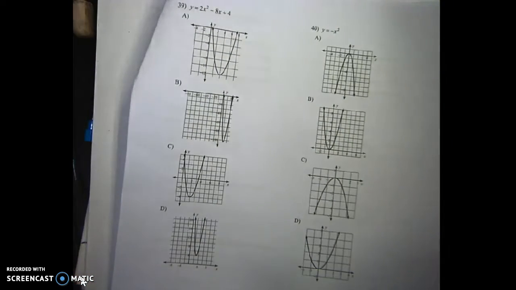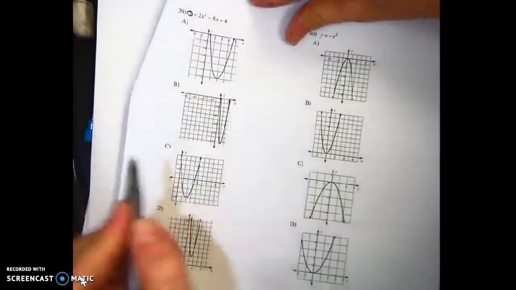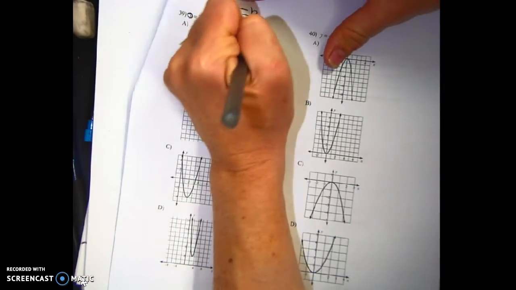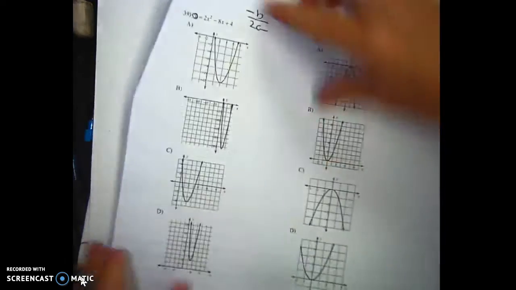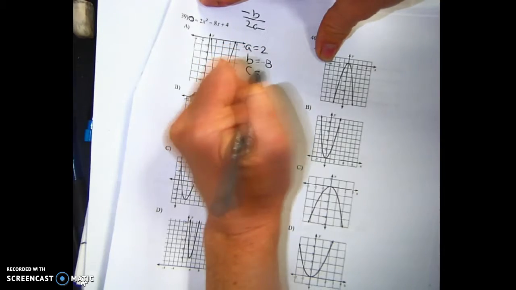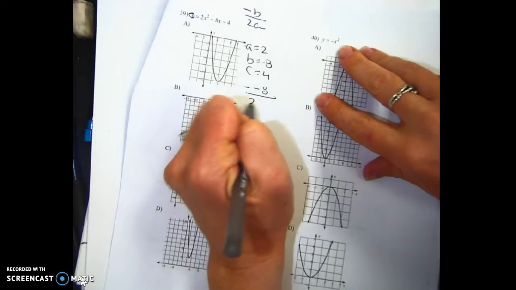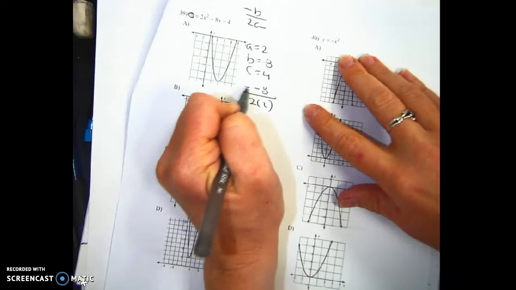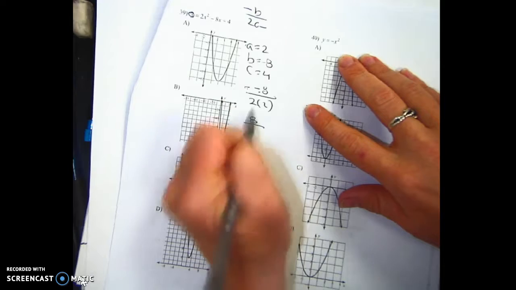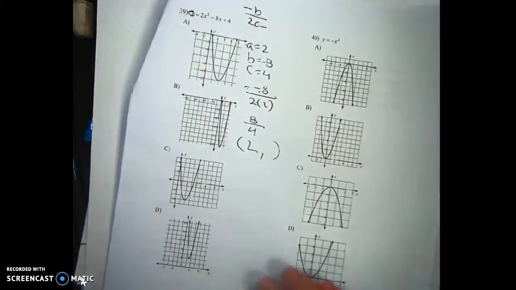Next one. This time, I can't find the vertex right away, so I'm going to have to set it equal to 0. I could do my formula negative B over 2A. So my A is 2, my B is negative 8, and my C is 4. Negative of negative 8 over 2 times 2. Negative of negative 8 is 8. 2 times 2 is 4. 8 divided by 4 is 2. So I know the x value is 2.